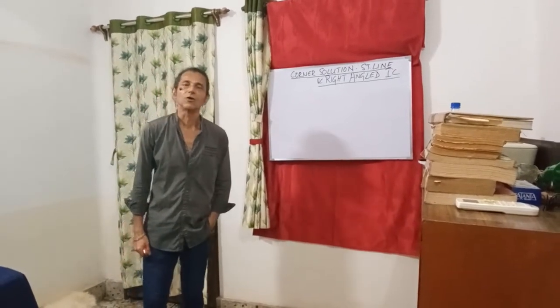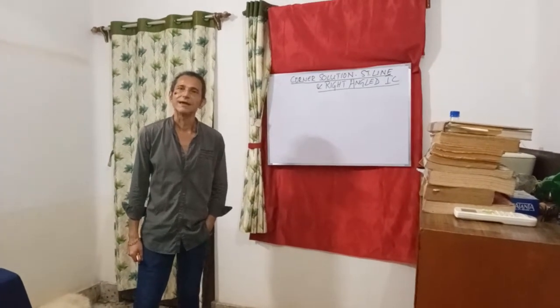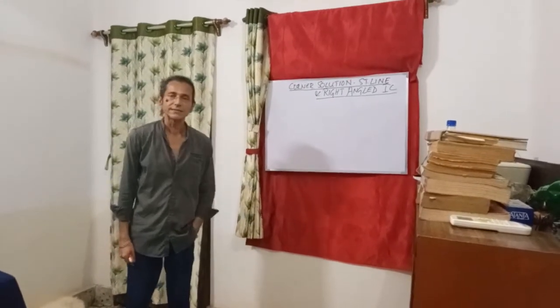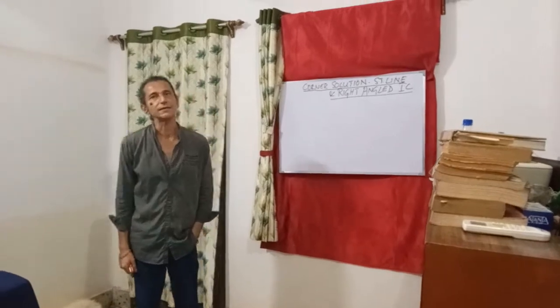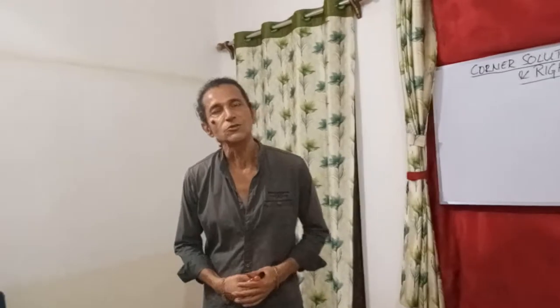Today's topic is corner solution when the indifference curve is a straight line and right-angled. Now, in ordinary cases, we have seen that the solution takes place within the x and y axes. Those are called interior solutions, where the consumer maximizes his satisfaction, that is, he derives optimum satisfaction by consuming two commodities, that is, by spending all his money income on two commodities.